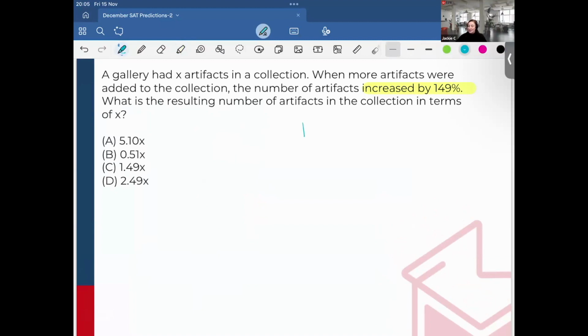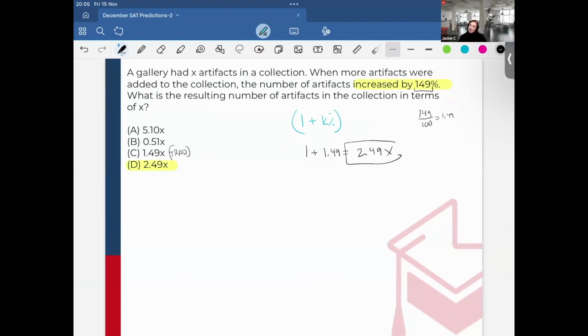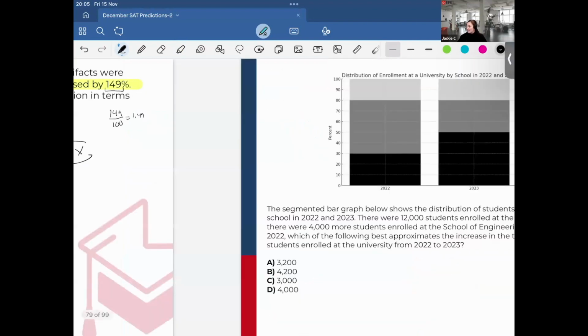So remember, whenever you're doing an increase, it's like 1 plus K percent. So this would be 1 plus 149 written as a percent, it's just 149 divided by 100, which is 1.49. So that would be 1 plus 1.49, which would be 2.49. And then I would multiply that by x. So therefore it's D. However, the trap answer would be C, which would be a 49% increase.